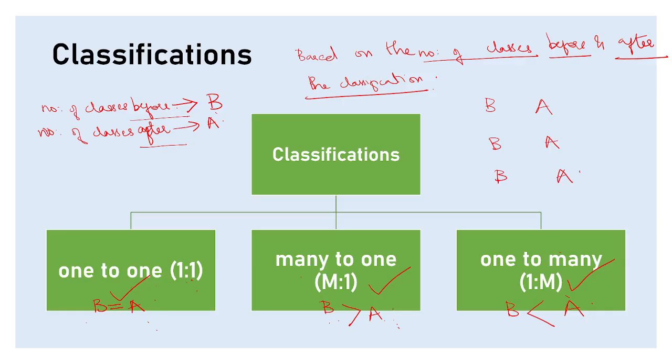Now one to one, so it is equal. Now many to one. Always remember the first one is the before one. Many means something is greater, so B greater than A. The number of classes before is greater than the number of classes after. Then one to many: B is one and then to many. So this is an easy way to remember the different categories of classifications available.